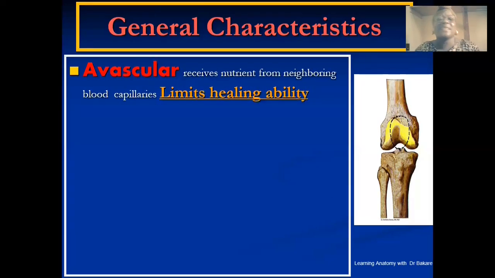First is the fact that they are avascular. So they are not seen to have blood supply, but they are able to receive nutrients and also oxygen from the neighboring blood capillaries. And what this means is that the healing process when injury comes is going to be poor, because the substances that are needed in form of oxygen and also nutrients for the healing process will not be efficiently provided. And this is why the healing process of cartilages tends to be slow, because they are avascular.